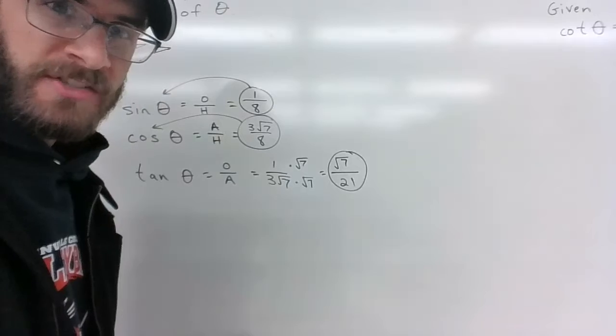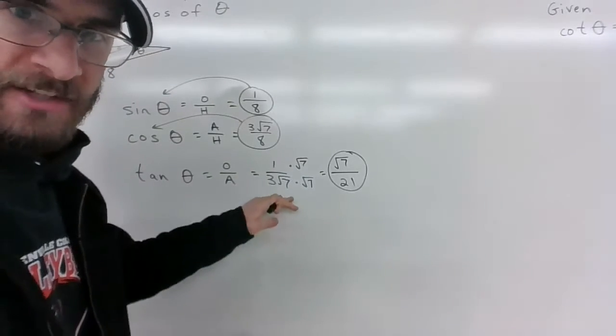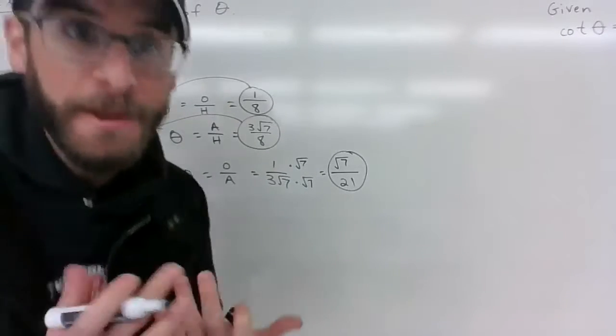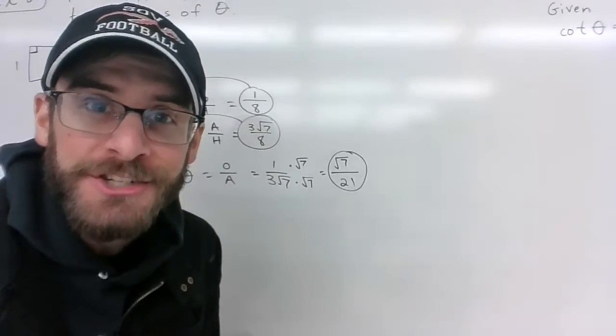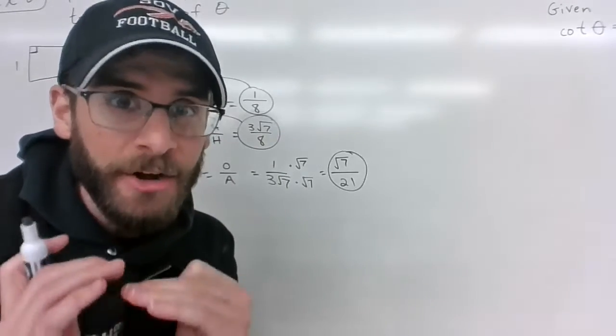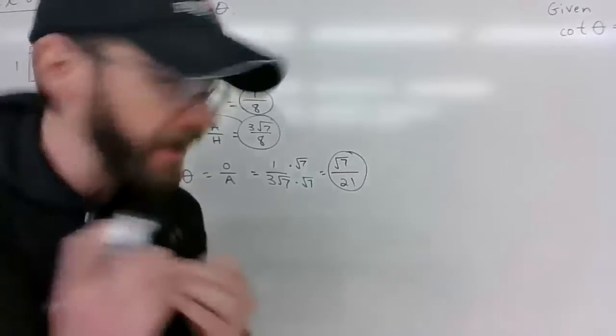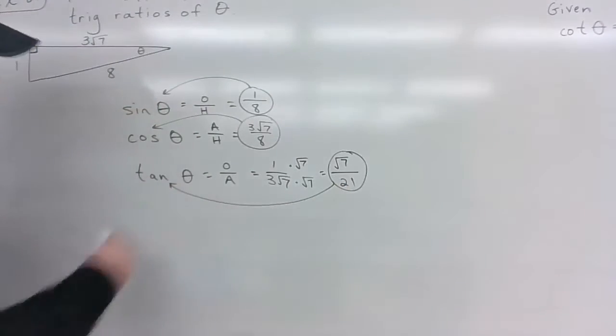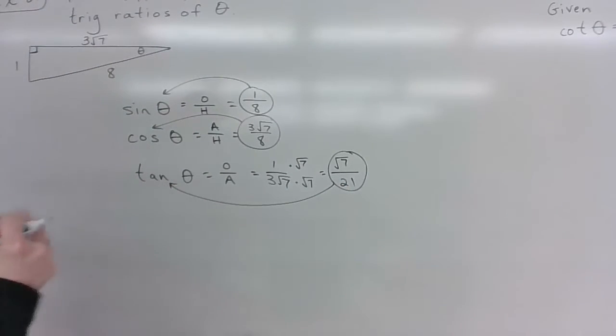I want you to do these on your homework. Make sure that it's rationalized like this. By the way, this is called the process of rationalization, making the denominator of the fraction an integer value. Woohoo, we got the first 3.